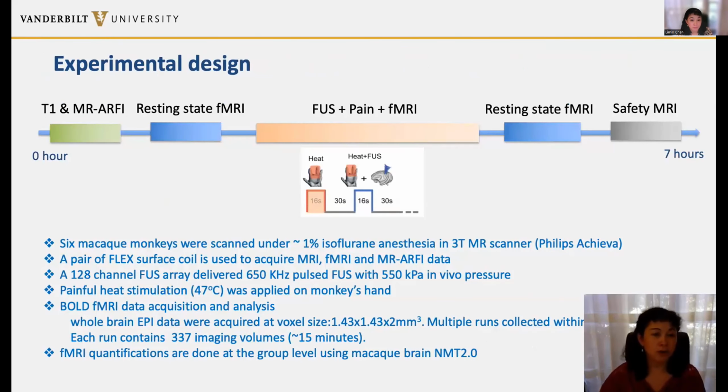This image shows you our data acquisition strategy. Each imaging session lasts about 6 to 7 hours.